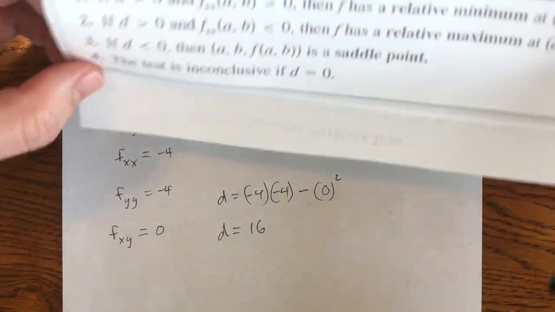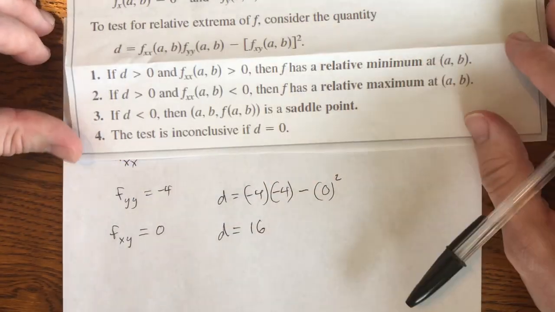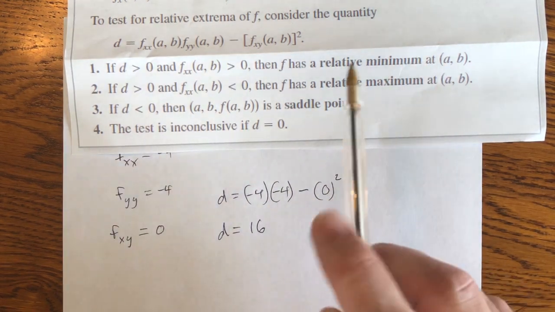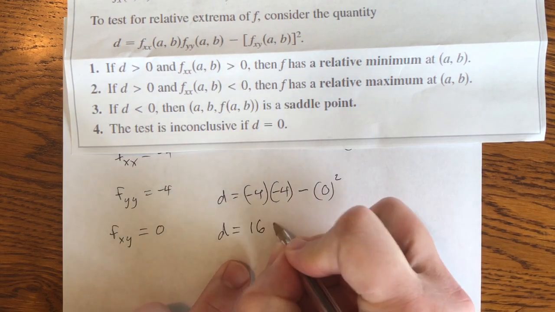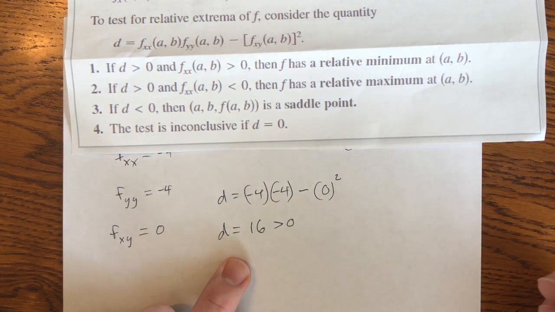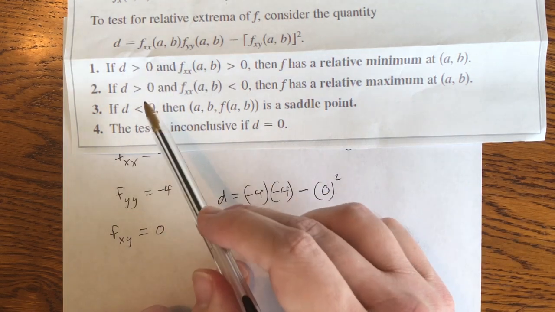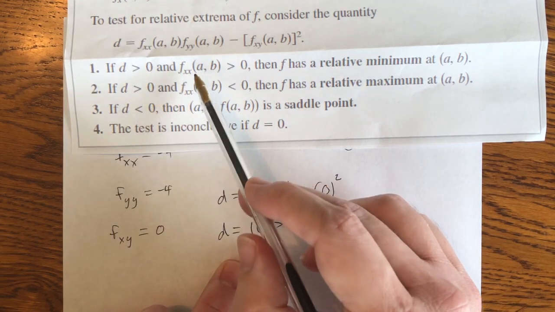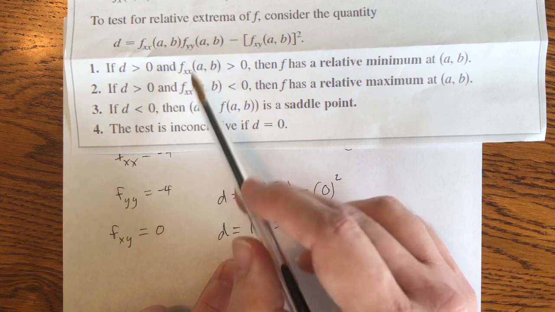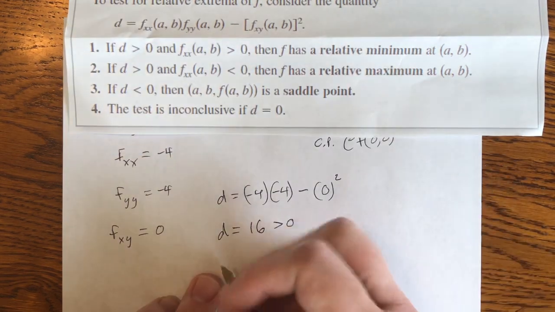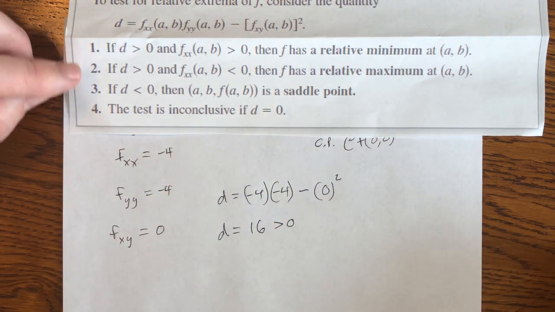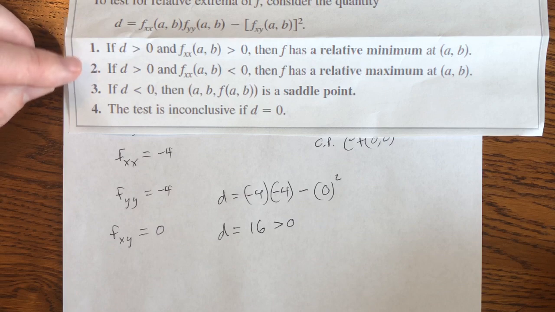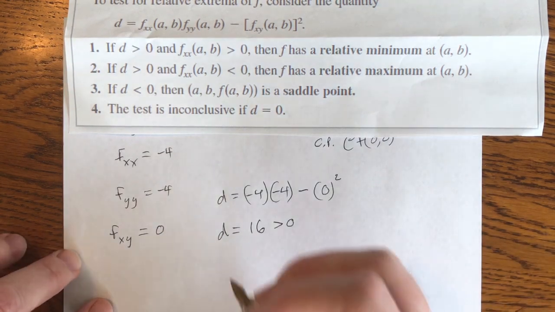Okay, so now what do we do? Well, we look at the rest of this. And what does it say? It says if the discriminant value is greater than 0. Okay, well, is this greater than 0? It sure is. So if it's greater than 0, we have to do another test here. We have to also look at the second partial with respect to x. Because your discriminant value is greater than 0, it's going to either generate a relative minimum or a relative maximum. Well, which one is it going to be?